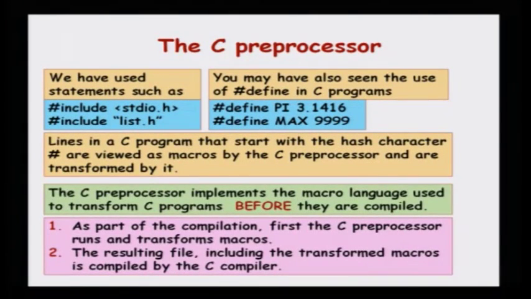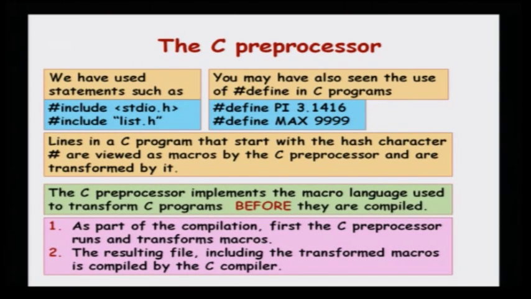We have used statements such as #include <stdio.h>, also #include "list.h", and you may have seen C code which looks like this. You say #define PI to be 3.1416, #define MAX to be 9999, something like this. So lines in a C program that start with the hash symbol are called macros, and they are processed by the C preprocessor.